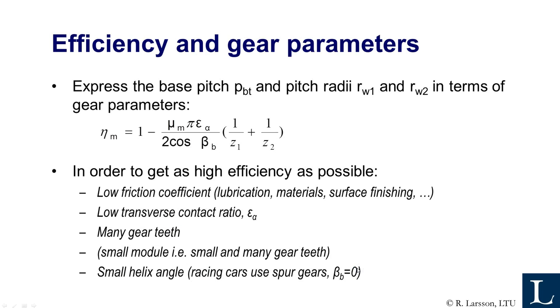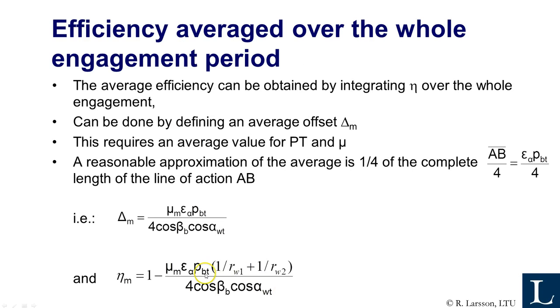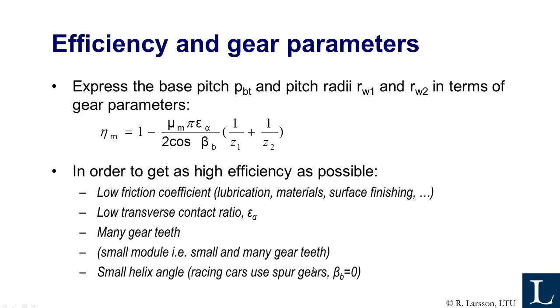And you can then express some of these parameters, the pitch and the pitch radii, in gear parameters instead, and then you end up with an expression like this. So now let's see here. Again, low friction gives you high efficiency. That means that you should work on the lubrication, the materials, surface finishing, surface treatments, etc.